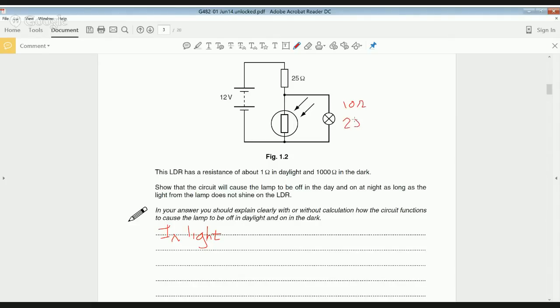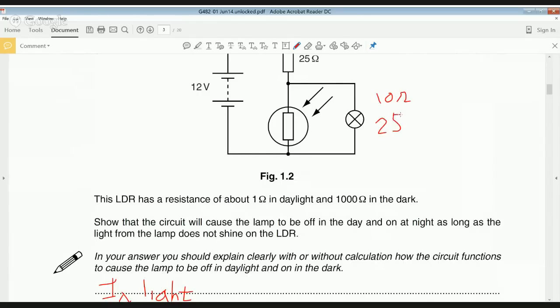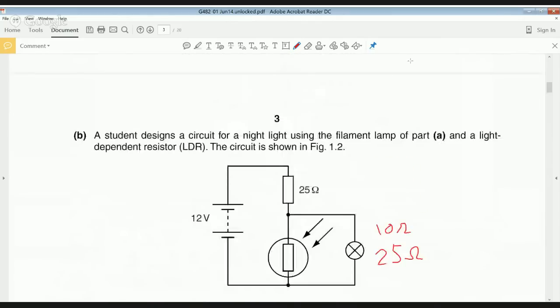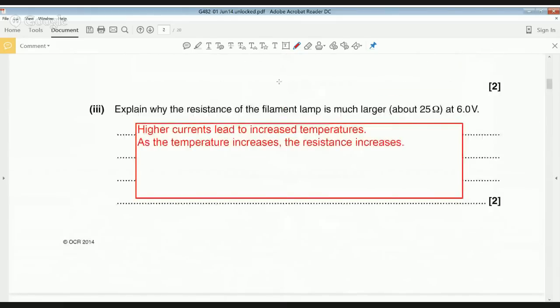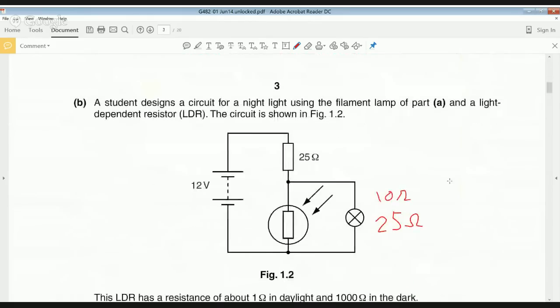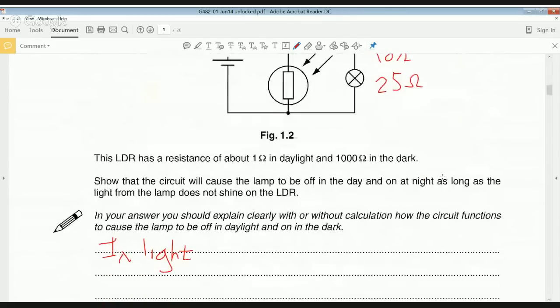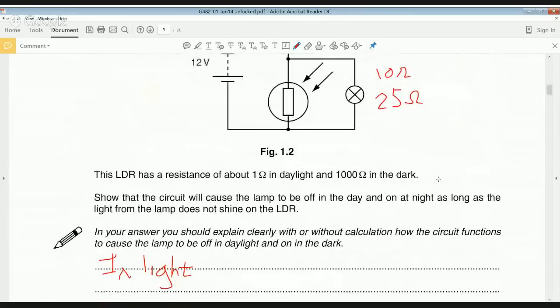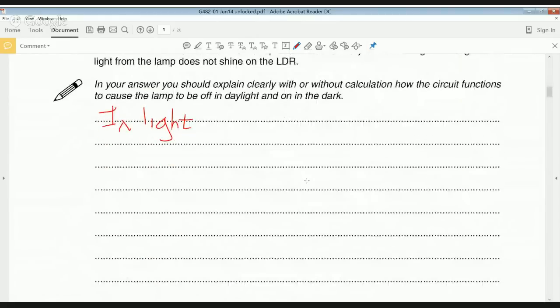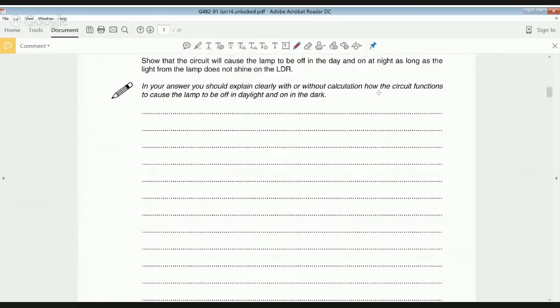That's from the previous part of the question. We can remind you up here. It tells us that the resistance is about 25 ohms. So we can use both pieces of equipment there to see. So when it's in the light, the lamp's going to be switched off. So we should use the lower value of resistance. We need to work out the combination.